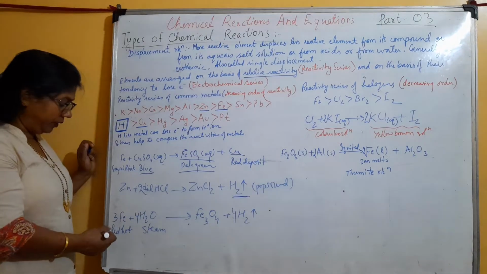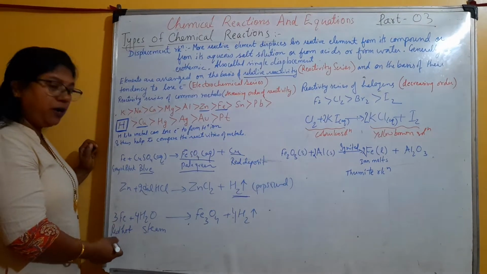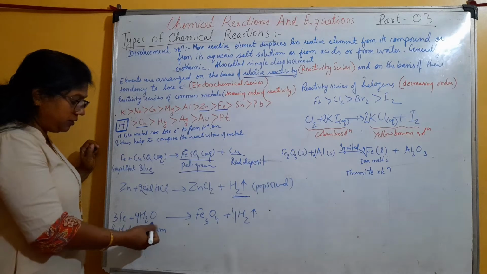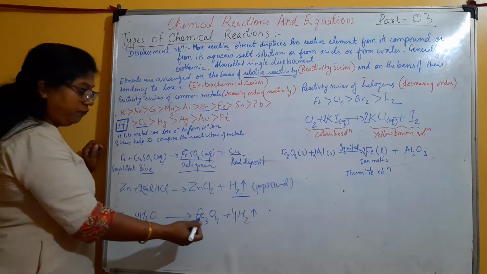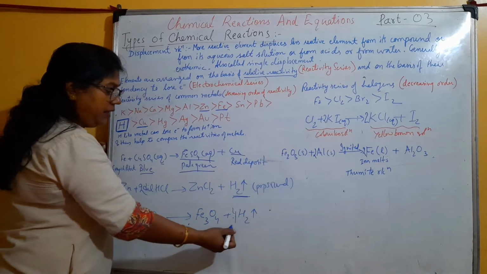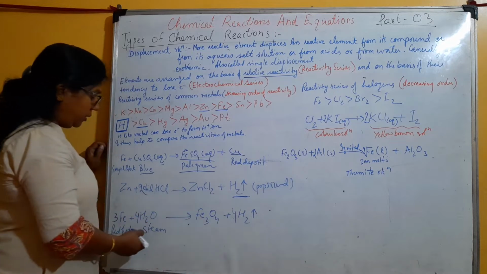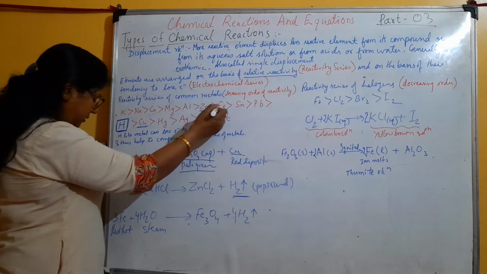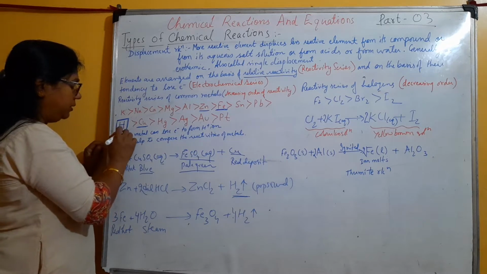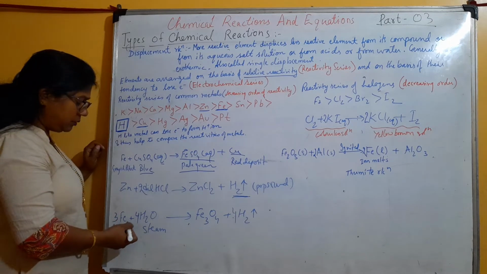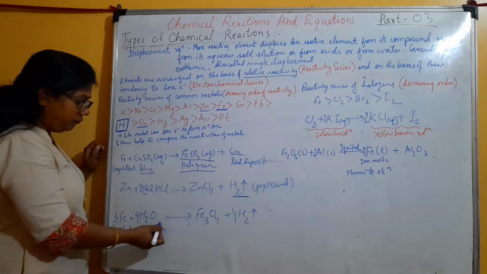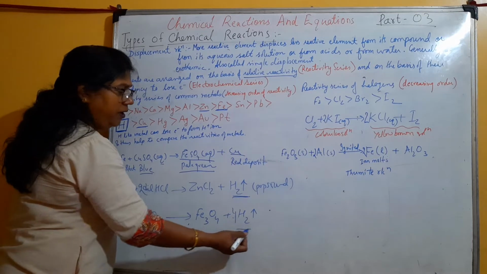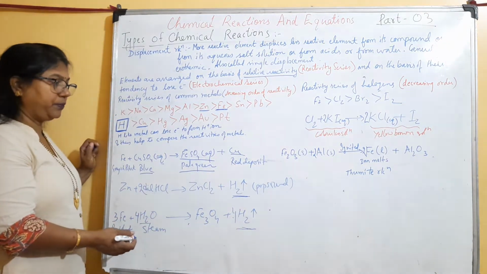One more example where red hot iron is treated with steam to form magnetic oxide and hydrogen gas. You can see from the reactivity series, iron is more reactive than hydrogen. So, it is displacing hydrogen from water in the form of hydrogen gas.